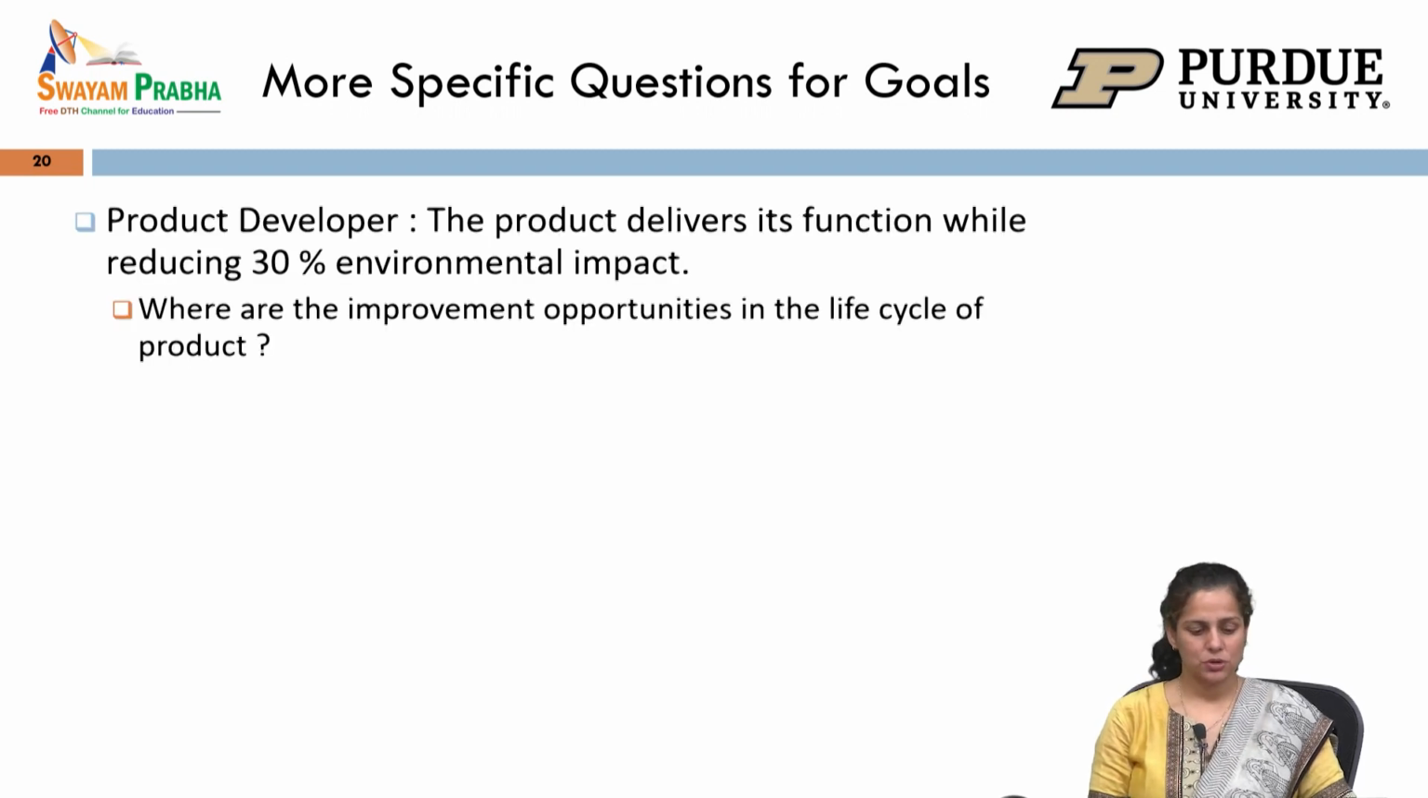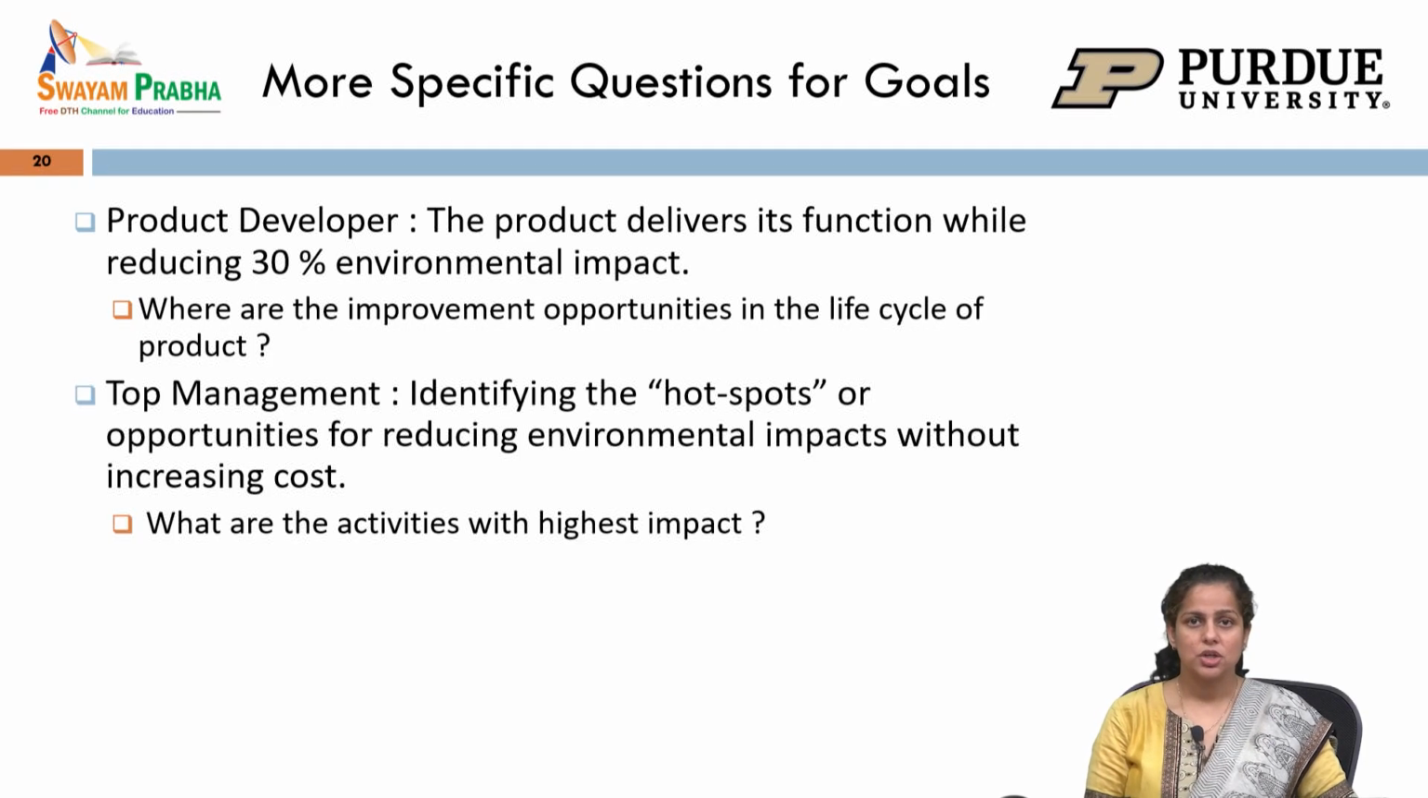More specific questions for goals. For product development, it could be: where are the improvement opportunities in the life cycle of the product? Which means that if you want to develop an LCA for a product developer with this specific question in mind, then specifically looking at each of these life cycle stages and the environmental impact that can be reduced will be one of the key focuses. Top management could be more interested in what are the activities with highest impact. So, they could be looking at different stakeholders or the supply chain, and they would be interested in understanding what are the activities with highest impact.